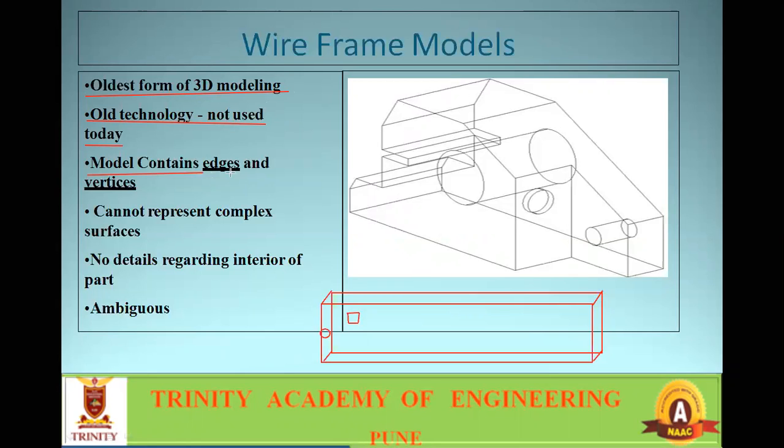Then the model contains edges and vertices and cannot represent complex surfaces. Okay, so I will come to this point. The model contains edges and vertices. See this, this model contains some vertices. Here you can see vertices.